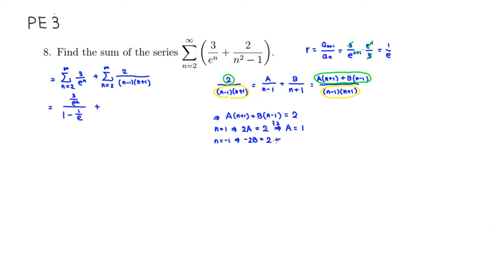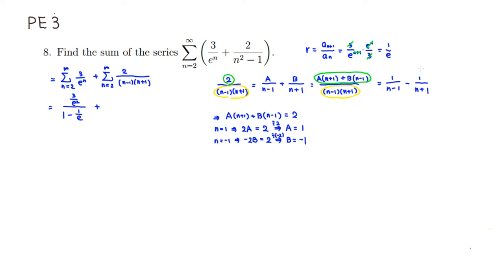Alright, and then we just have to divide through by negative 2 to get b is equal to negative 1. Alright, so we found this. So this is going to be equal to, a is 1, so it's 1 over n minus 1. And b is negative 1, so I'm going to put the minus 1 over n plus 1.